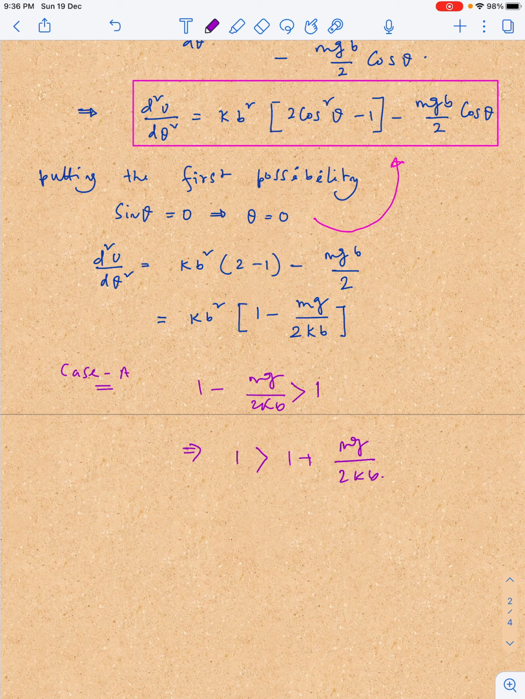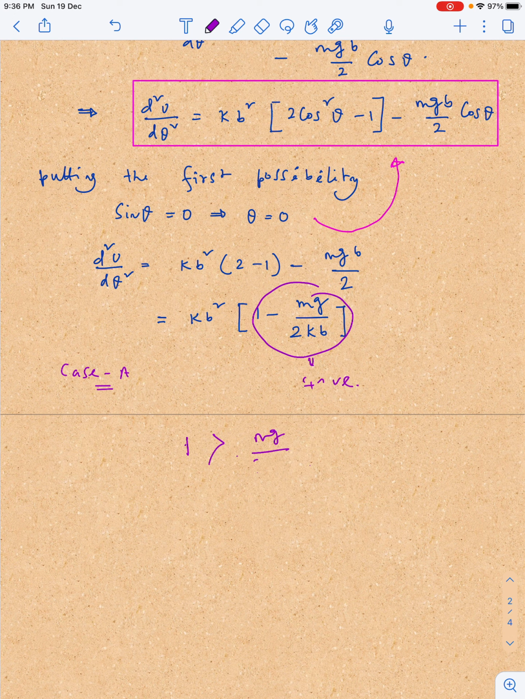So my whole point is very simple. If this entire quantity has to be positive, why? I do not know why unnecessarily I am doing all this calculation, because this can be done pretty easily. If this particular quantity has to be positive, then I can directly write that 1 has to be greater than mg by 2kb, right? It's a pretty simple thing. So from there we can write that k is coming to be greater than mg by 2b. So this is one condition.